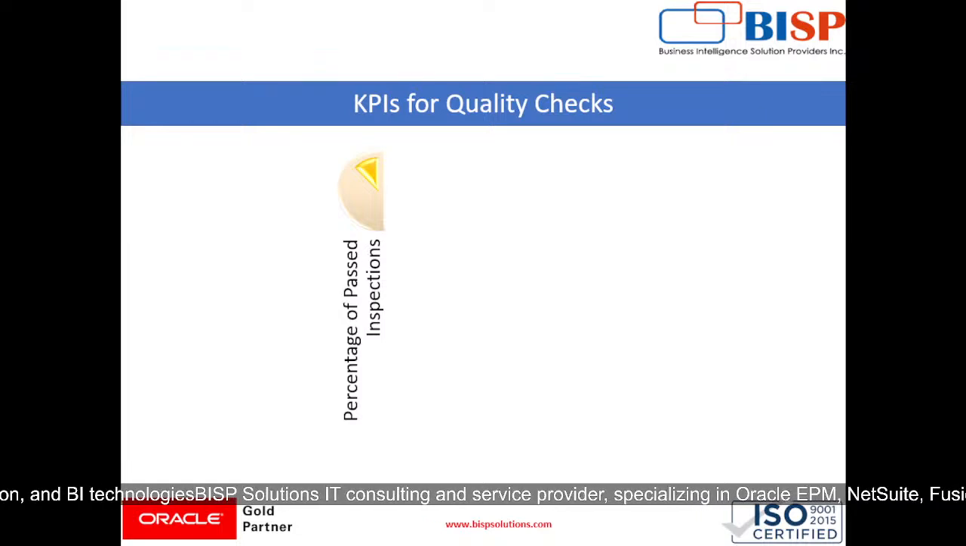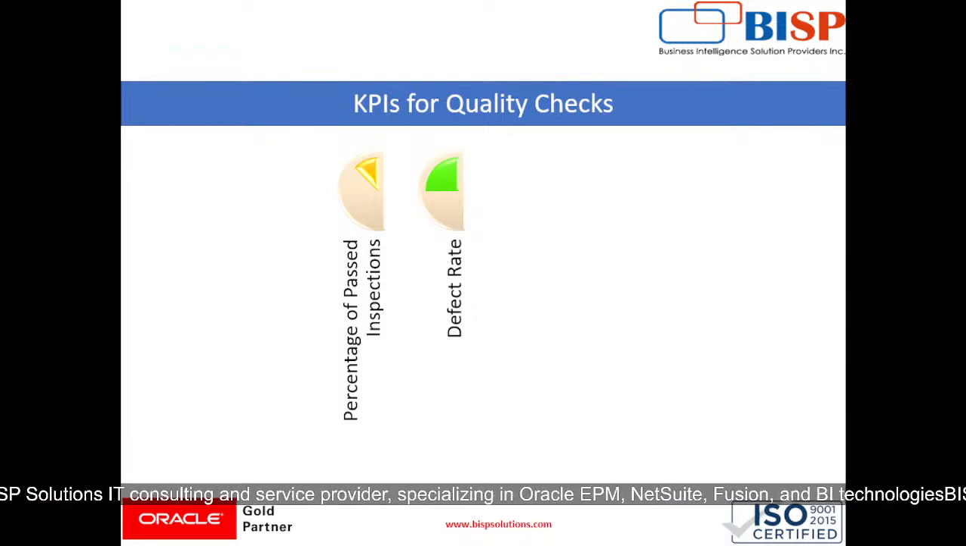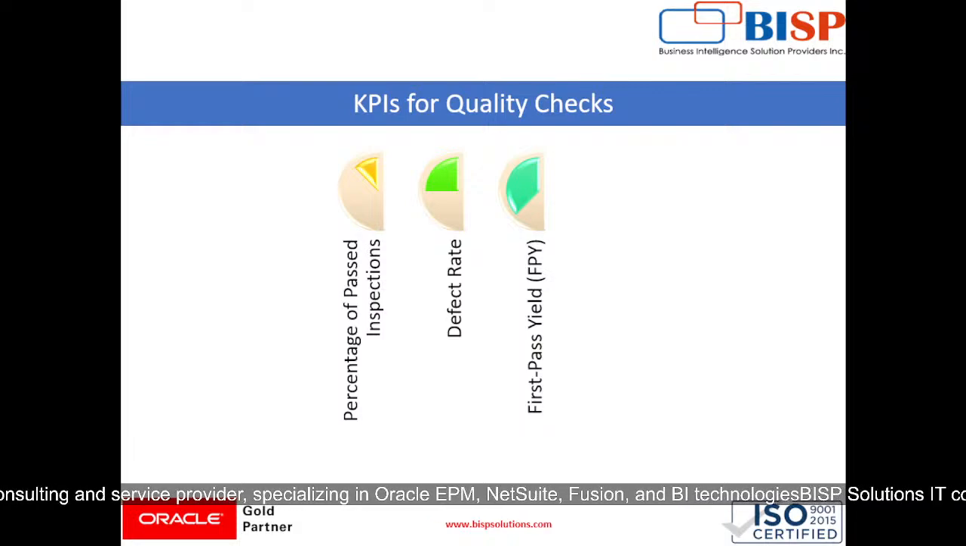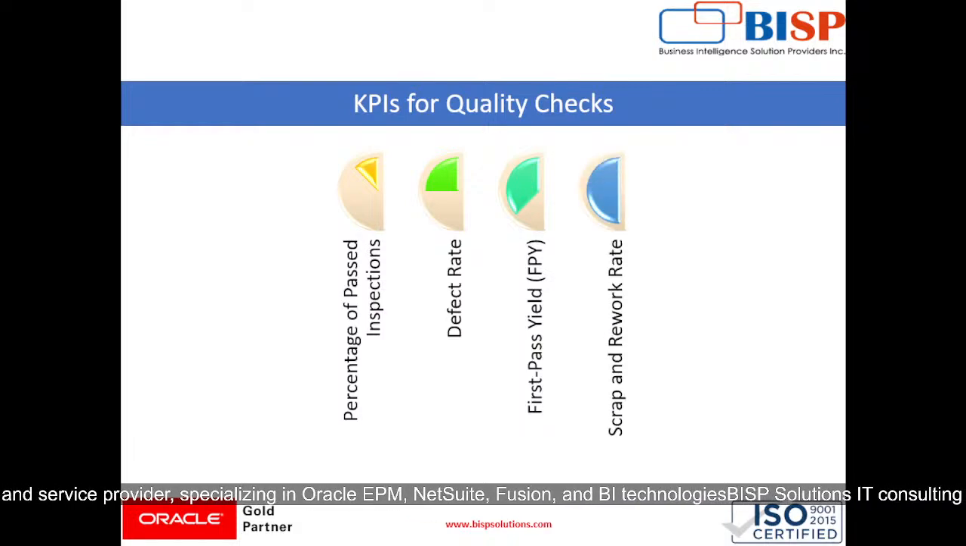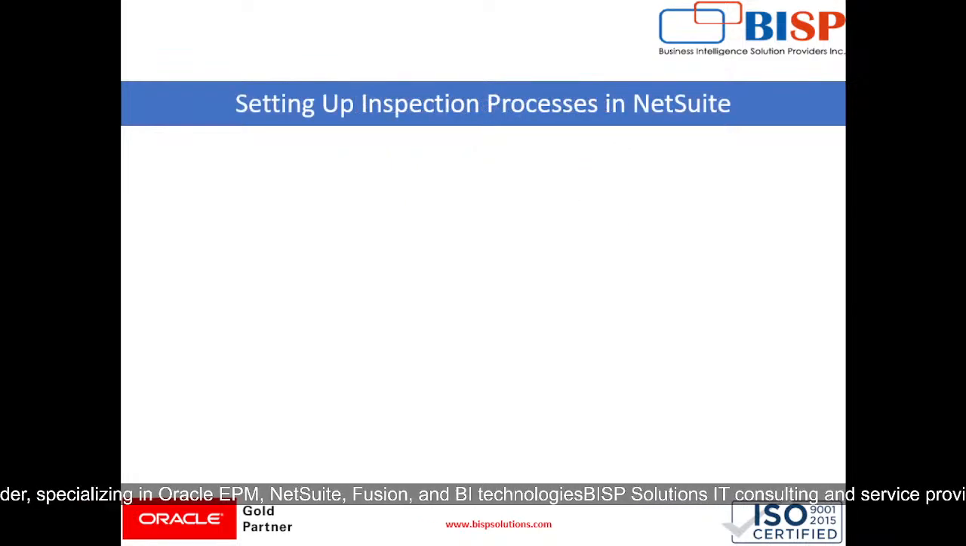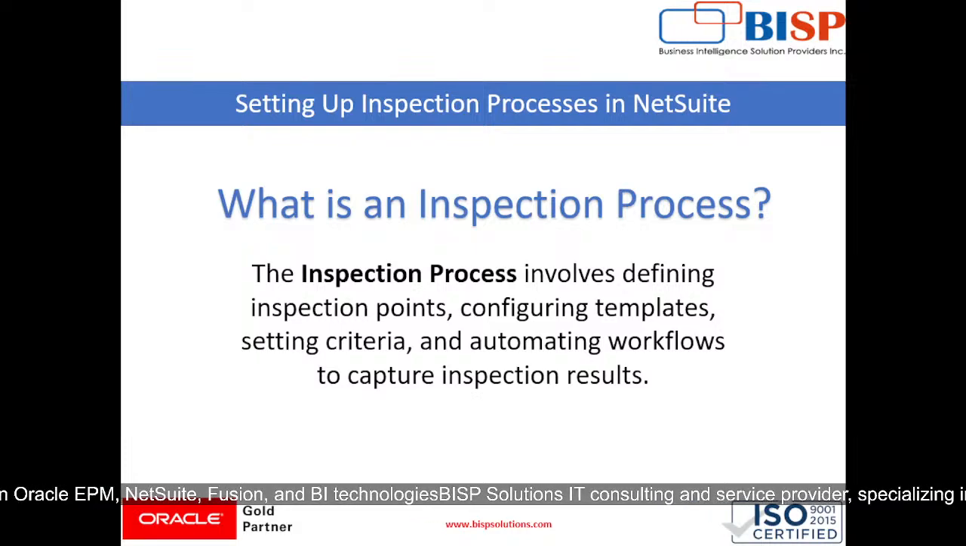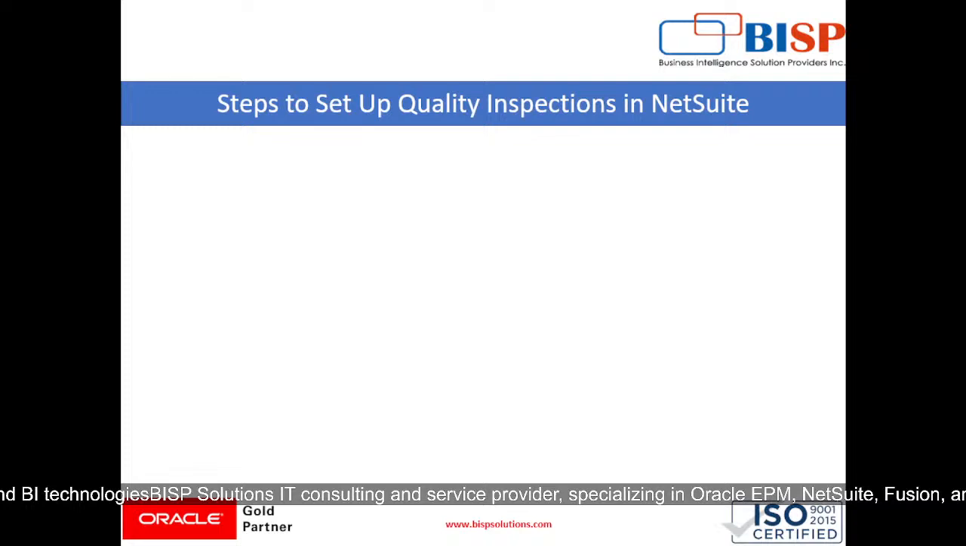KPIs for quality checks: percentage of passed inspections, which is a key performance indicator, defect rate if there's any, first pass yield, and scrap and rework rate. Setting up the inspection process in NetSuite. So what is an inspection process? It involves defining inspection points, configuring templates, setting criteria, and automating workflows to capture inspection results.